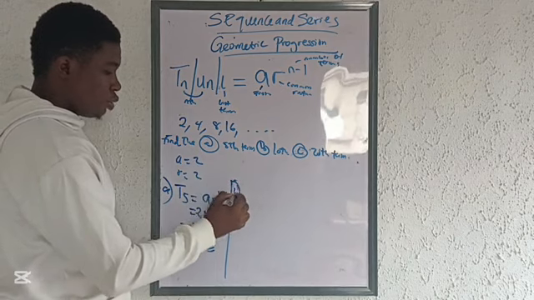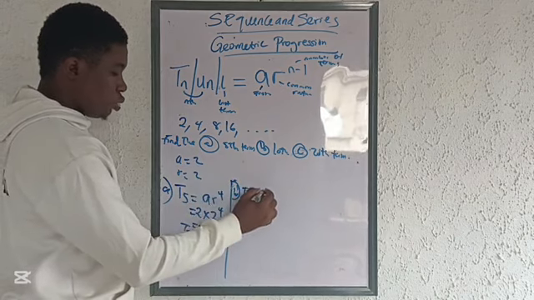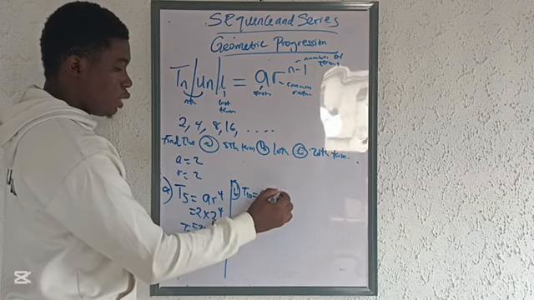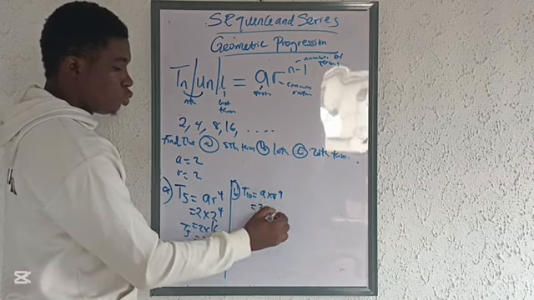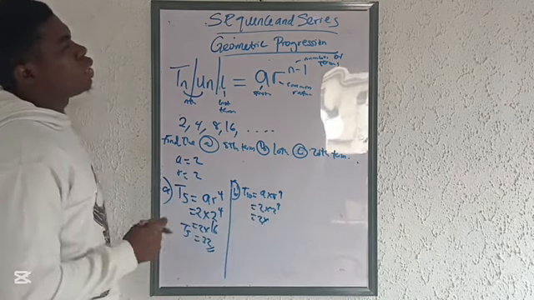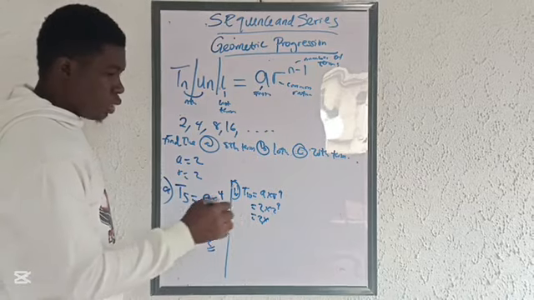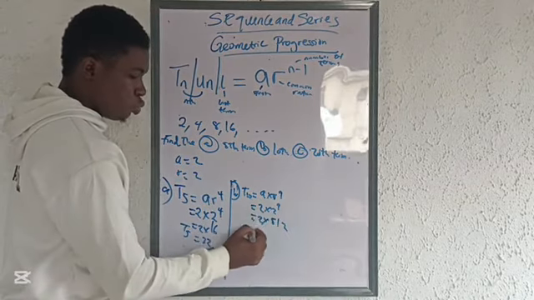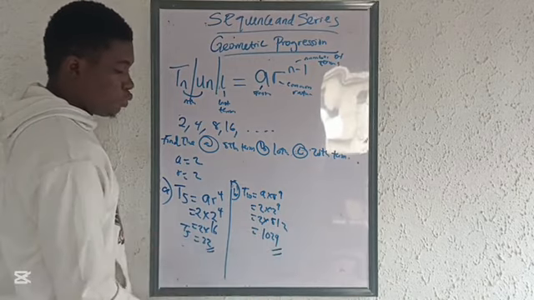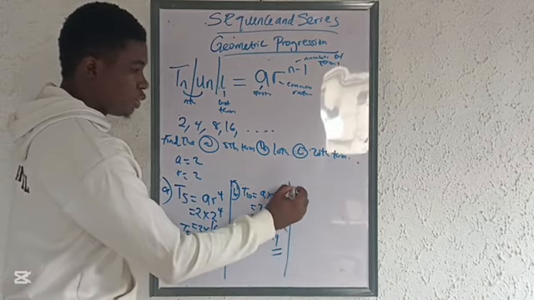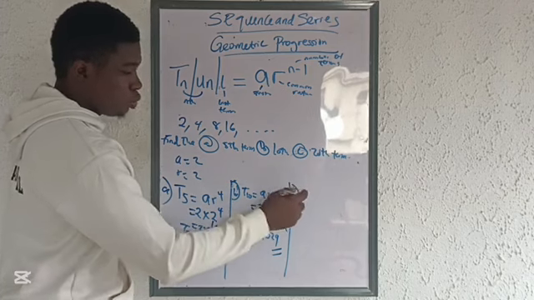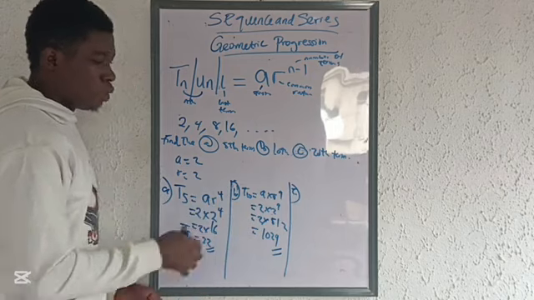Your b, t10 equals a times r raised to power 9. 2 times 2 raised to power 9, which is 2 times 512. So our answer will be 1024. The same thing with the 20th term. So you do this one for me, use your calculator, get the 20th term.